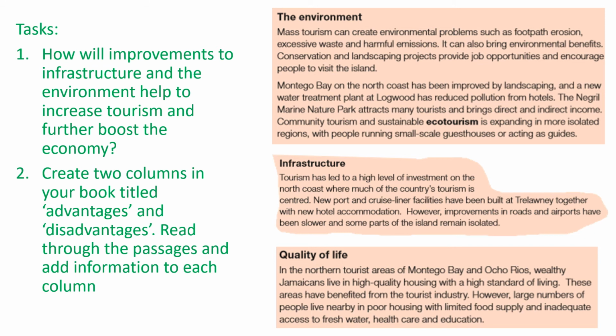For task 2, the advantages, I'm going to highlight on the screen here. So you would have had things like, we're going to start with the advantages first. So things like conservation and landscaping, because that's the money that the tourists have brought in, can be spent on conserving areas. Job opportunities, we've got landscaping again in Montego Bay. We've got a new water treatment plant, which has led to reduced pollution. We have got direct and indirect income, and we have got ecotourism, which is environmentally friendly tourism. So those are improvements to the environment.